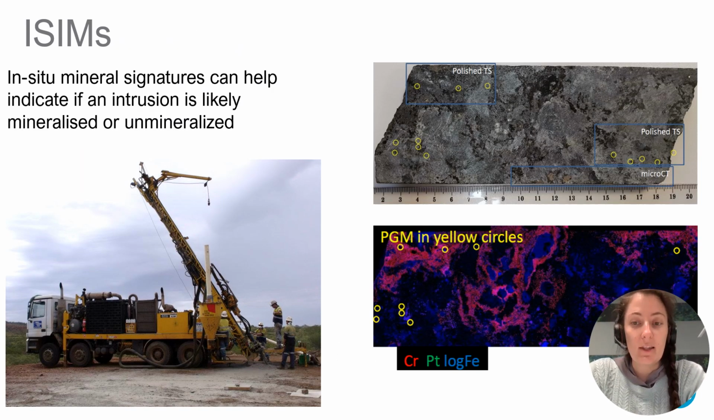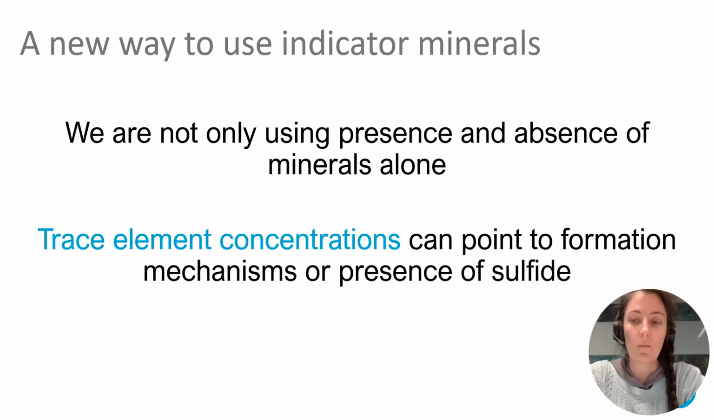Indicator minerals can also be in situ, where if you drill into an intrusion or a komatiitic flow, these minerals can tell us whether or not the intrusion that you've hit is likely mineralized or unmineralized. So in this project, we wanted to look at a new way to use indicator minerals. We're not looking at just the presence and absence of minerals alone, but we're also looking at the trace element concentrations within these minerals and how they can tell you whether or not there's a sulfide deposit nearby.